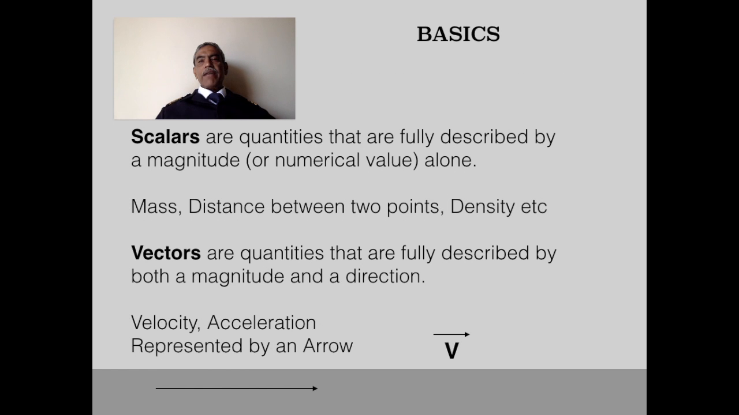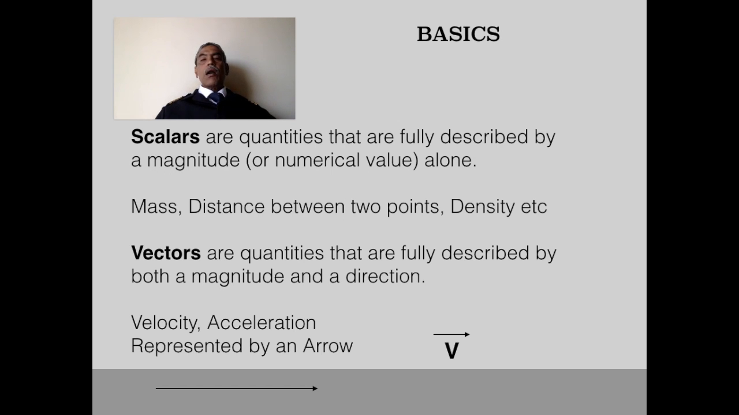Okay, let us get on to very fundamental concepts in the physical world. There are two concepts which I want to explain now: scalars and vectors. What is a scalar concept? Scalars are quantities that are fully described by a magnitude alone. There is a magnitude, that is a mass. What is the mass of a particular aircraft, or things like that. Distance between two points and density, all these pure quantities that are used in the physical world are called scalars. And of course, different mathematical operations are possible, which we shall see.